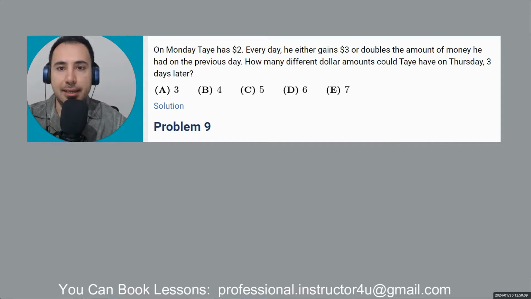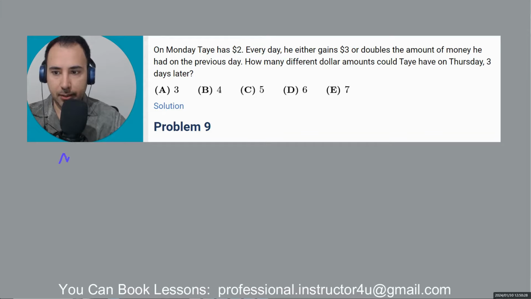On Monday, Tay has $2. Every day, he either gains $3 or doubles the amount of money he had. So maybe plus 3 or maybe multiplied by 2. How many different dollar amounts could Tay have on Thursday, 3 days later?